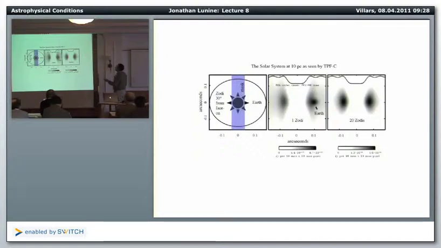Thank you. So this is a solar system at 10 parsecs as seen by TPF-C, which would be a direct detection coronagraphic mission where you suppress the light of the star with a coronagraph. So here's the geometry, the star, the Earth over here. And if you have an amount of zodiacal dust that is equivalent to what we have in our own solar system, the resulting image would look something like this, where you would have the zodiacal dust showing up, but the Earth would still show up through that zodiacal dust. If you had a factor of 20 more scattering from the dust, the Earth would disappear.